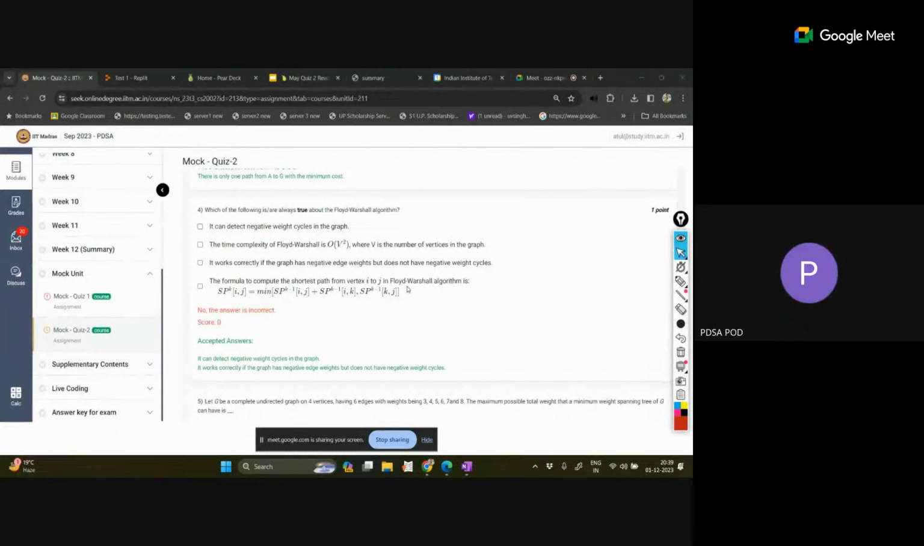Why is option four wrong? If you just look at the Floyd-Warshall formula, if you remember the Floyd-Warshall rule, we always look, if we are finding the distance from i to j, at all possible paths which go from i to j through some vertex.